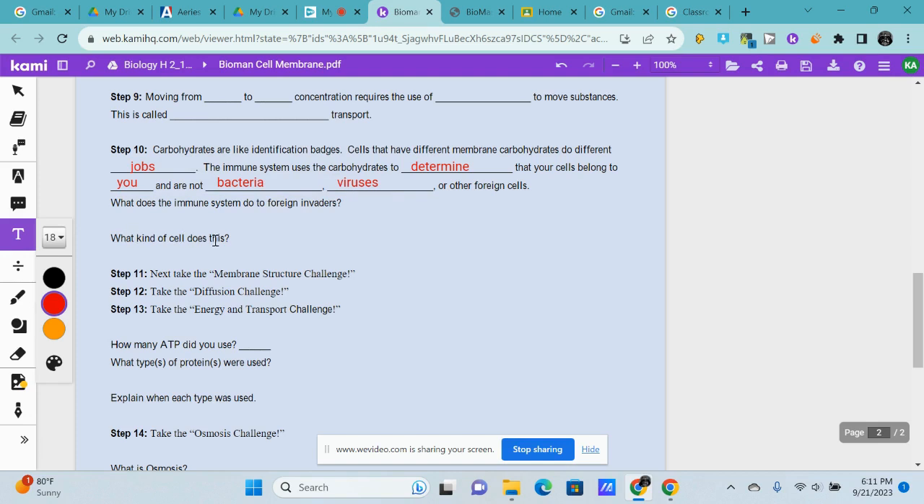What kind of cell does this? Right here, you're going to put white blood cell. White blood cells are what does this. Those are your immune cells, white blood cells.